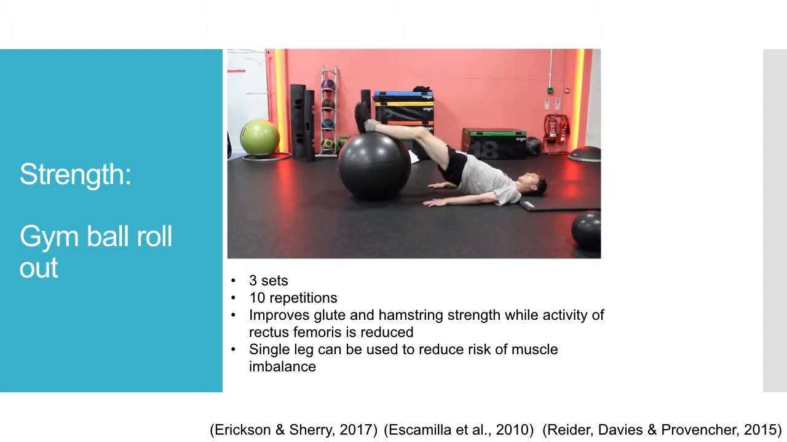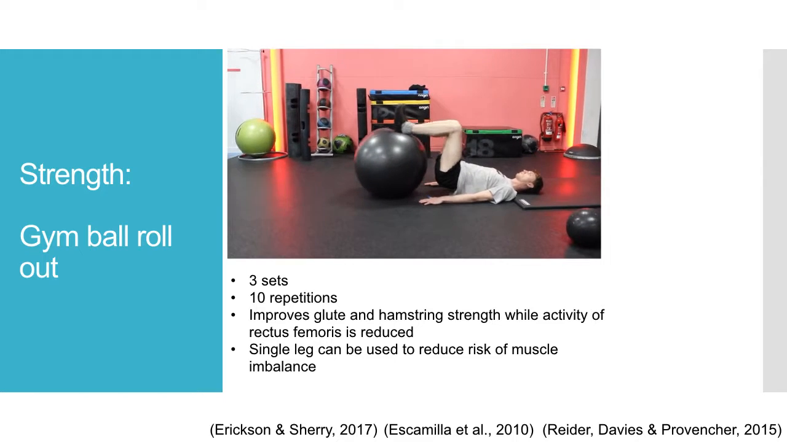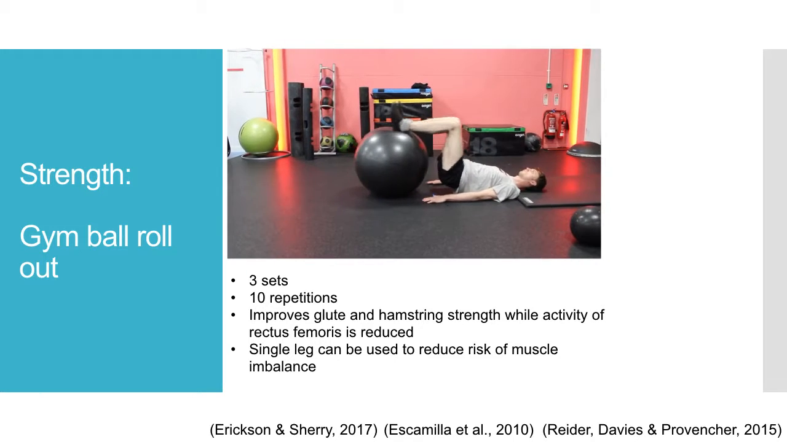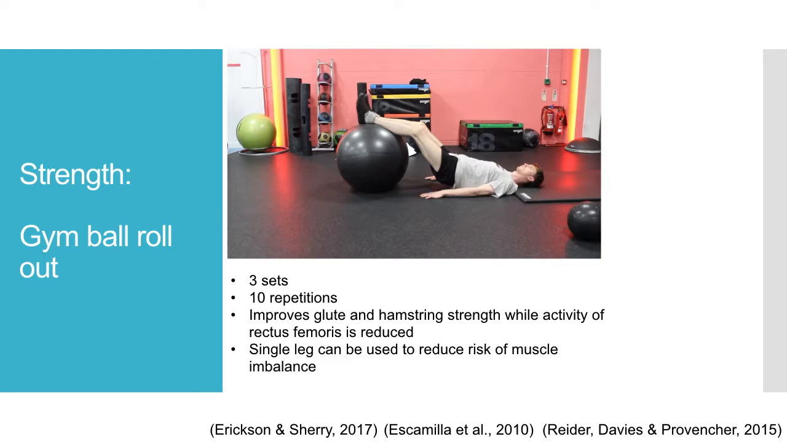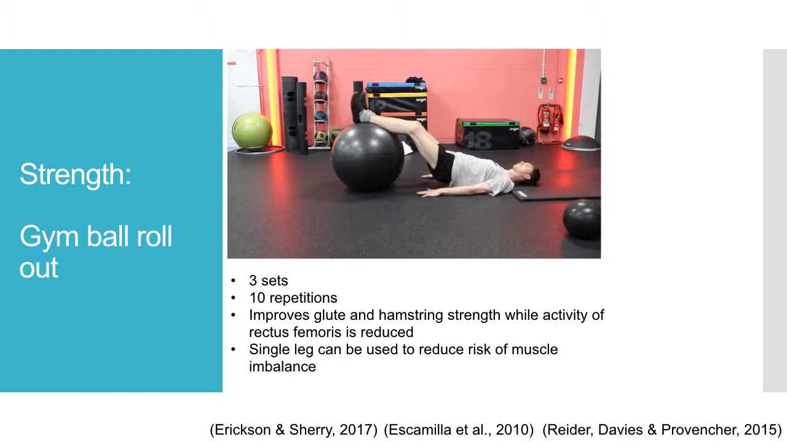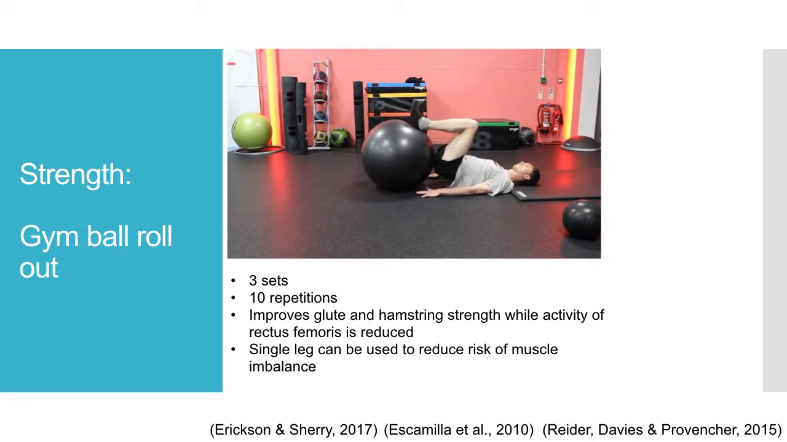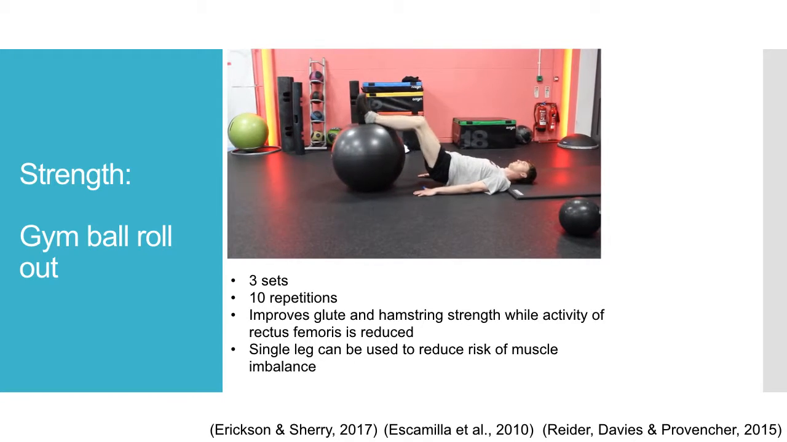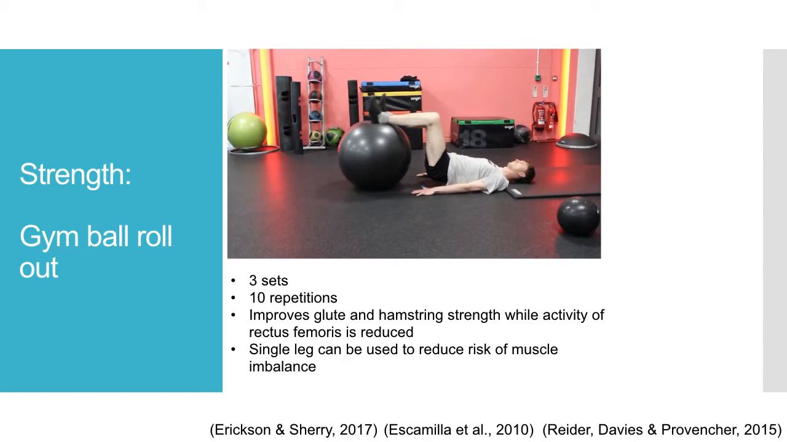We will now look at strengthening exercises for the hamstring. Hamstring rollouts have been proven to not only strengthen the hamstrings, but also the glutes and muscles of the lumbopelvic hip complex. It activates the upper and lower rectus abdominis as well as their obliques, while inhibiting the rectus femoris activity.